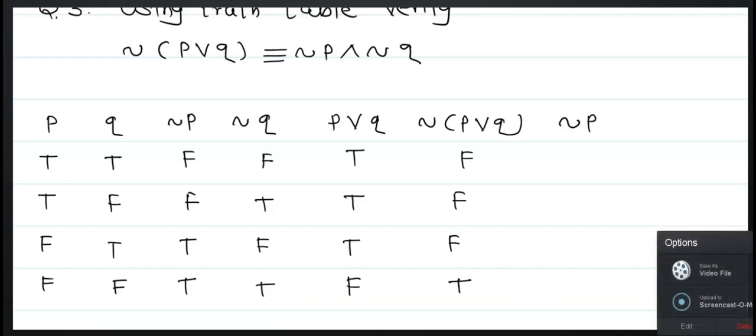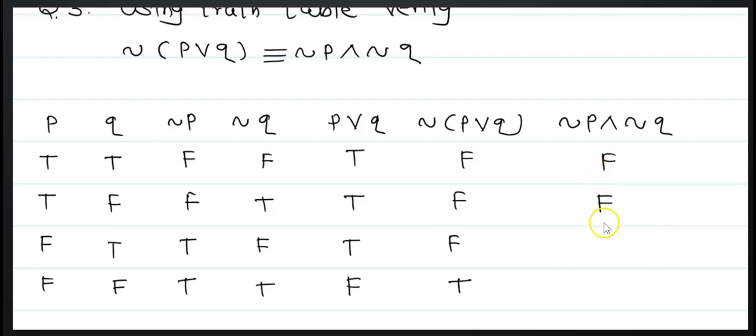Okay. Now we'll form this statement. That is the negation of P and negation of Q. For the AND statement, if both of them are true, then it is true. Otherwise, it is false. Therefore, here it is F, F, F, and only here you will get the T. Now see this here. F, F, F, and T.